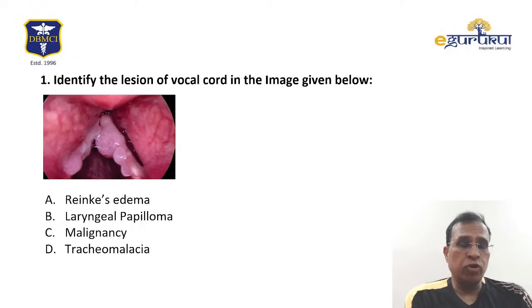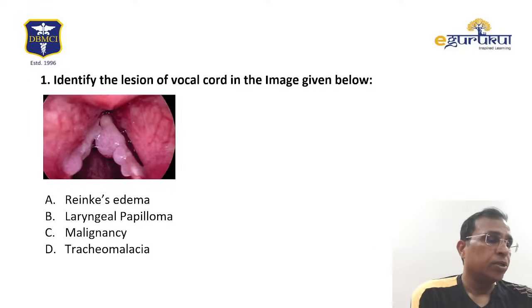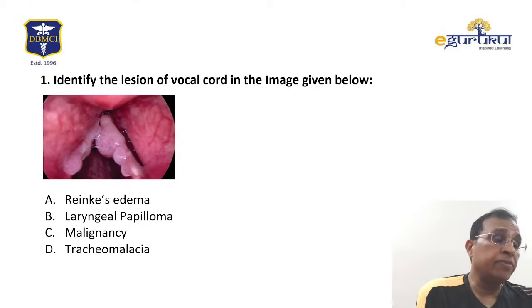Identify the lesion of the vocal cord. Rinke's edema, laryngeal papilloma, malignancy, or tracheomalacia. So I can see a lot of B's. Sertulina says B, Sreza, Simu, SP. SP was wrong.